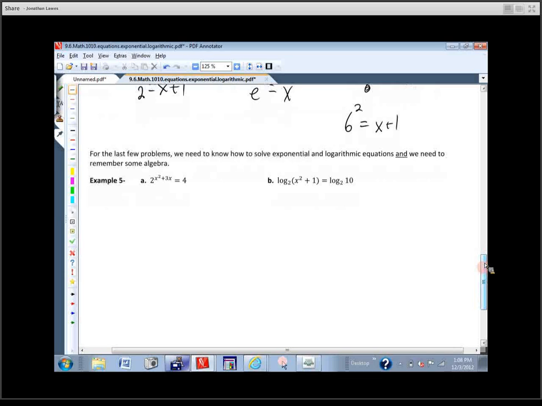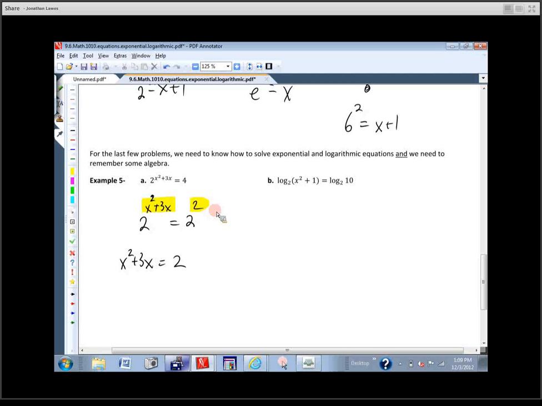It says we need to know how to solve exponential and logarithmic equations, and we got to remember some algebra. So what's the easiest way to solve an exponential equation? Should we take the log base 2 of both sides? Or if it's like this, can I write both sides easily using the same base? Yeah, on this particular one, that's probably the easiest way to go. So this is x squared plus 3x. And on this side, this is 2 to the second. Again, the only way the two of these can be equal is if x squared plus 3x is equal to 2. Is if that exponent is equal to that exponent.